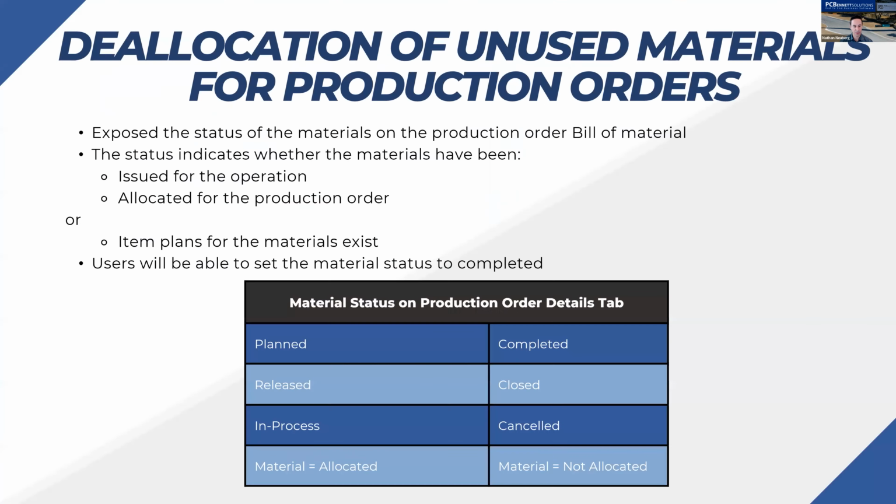So in summary, with the ability now to manually allocate and deallocate materials to production orders and bill of materials, users can complete open item plans, and open item plans are now accurately reflected, resulting in better demand planning when MRP is run.